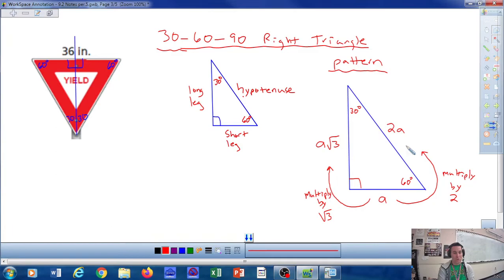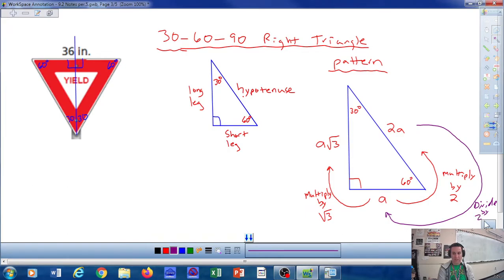If you need to go backwards for any reason, because let's say pretend they don't tell you the short leg, you do the opposite. So if I need to go backwards from the hypotenuse and I need to go back to the short leg, instead of multiplying by 2, I will divide by 2.